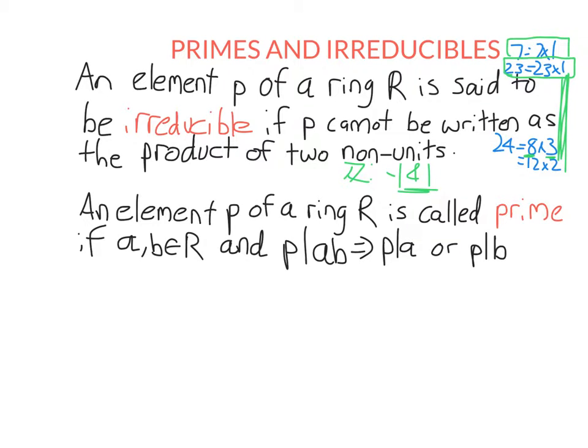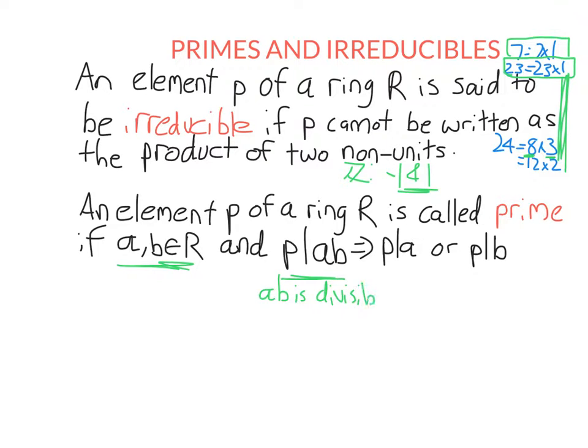So the concept that we've been calling prime is actually irreducible, that you can't write it as the product of two non-units. And in integers, irreducible means that you can't write it as something times something where those two somethings are not plus or minus 1. The definition of prime is harder to get your head around. An element P of a ring is called prime if we have two other members of the ring, A and B, and we're told that P divides the product AB. Another way to say that is the product AB is divisible by P.